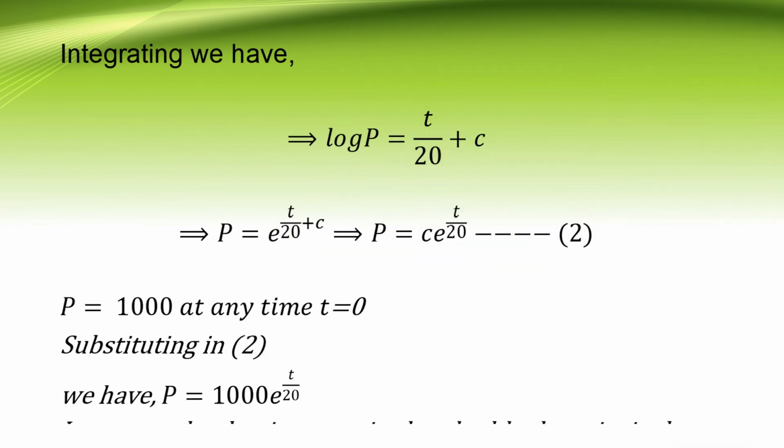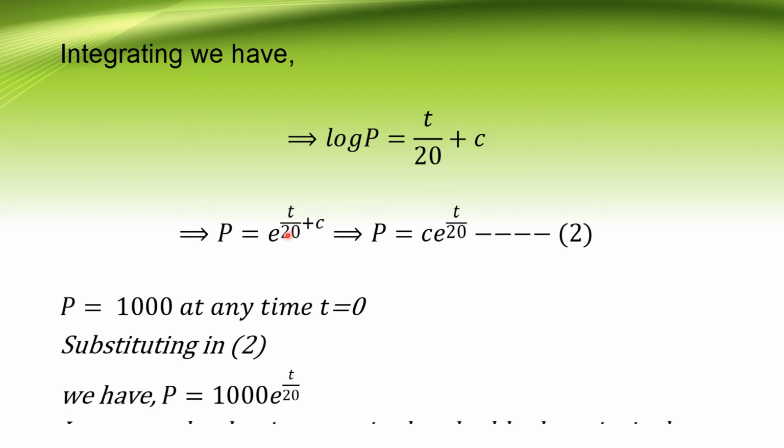So in the previous slide, on the left side we have dp by p. By integrating the left side we get log p, because the integral of 1 by x dx is nothing but log x. So instead of x we have p, so we have written it as log p on the left side. On the right side we have a term 1 by 20. By integrating a constant term with respect to t we get t by 20, plus additionally we are adding the constant term c, because in integration we cannot find the exact value. So finally we got log p is equal to t by 20 plus c.